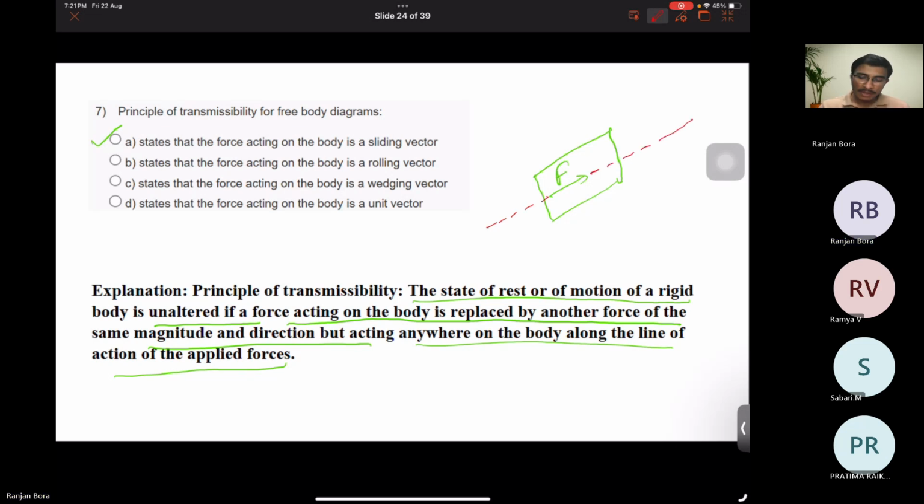So if we translate this force F along this line of action, so it may act at this point or at this point or at any point along this line of action, then the state of the body remains unaltered. Meaning if the body is at rest, it will remain at rest. If the body is in motion, it will remain in motion. So the principle of transmissibility means that we can slide this force along its line of action to any point on the body.